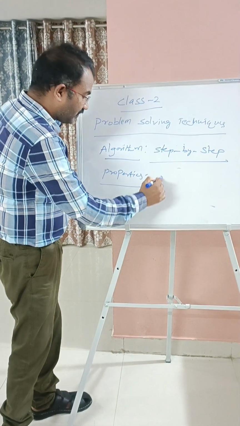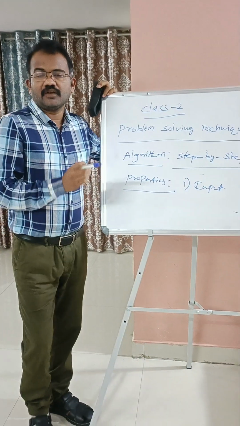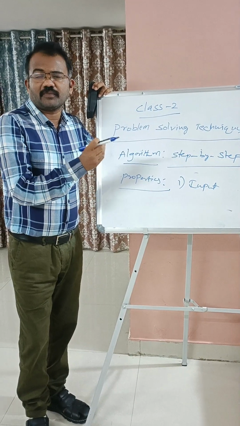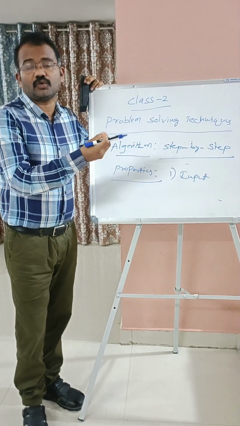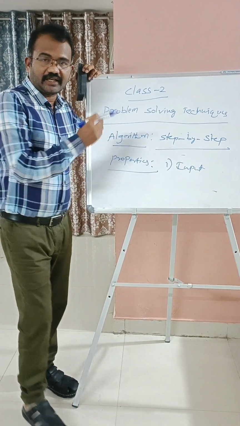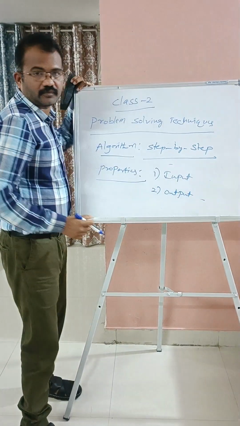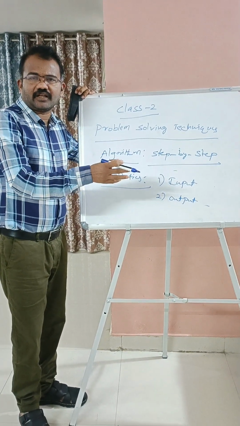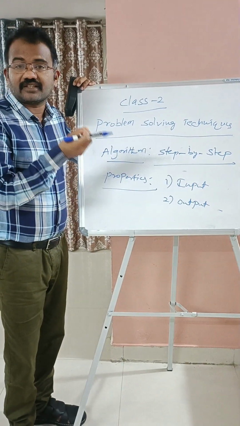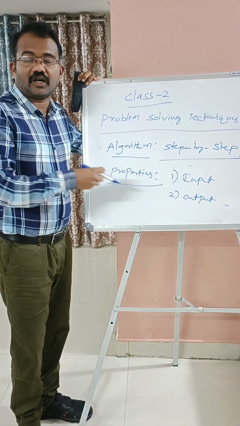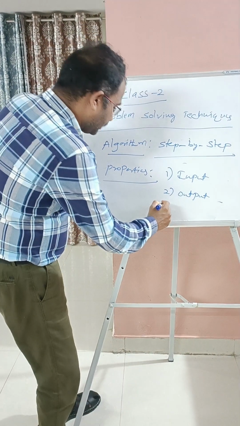So what are the properties? There are 5 properties. First one is input. For every problem, we require 0 or more inputs. Maybe 0 input, or 1 input, or 2, or any number of inputs are required. That is the first property. Second one, output. Finally, we are writing an algorithm, or a program, or a flowchart, and finally we have to get the result. The result is output. One output or a number of outputs are required. That is the second property.